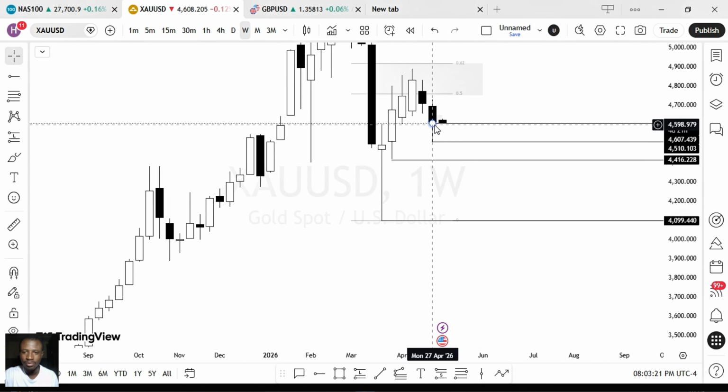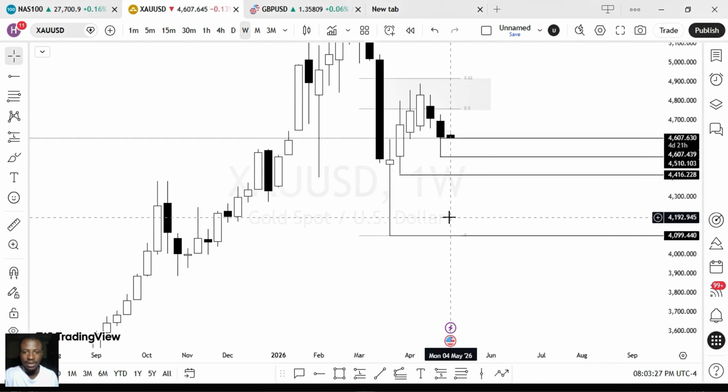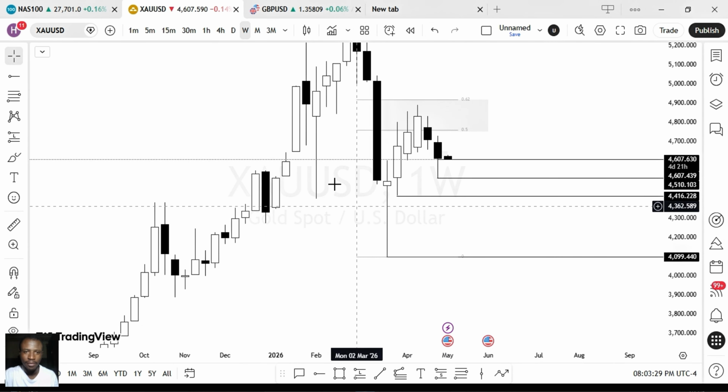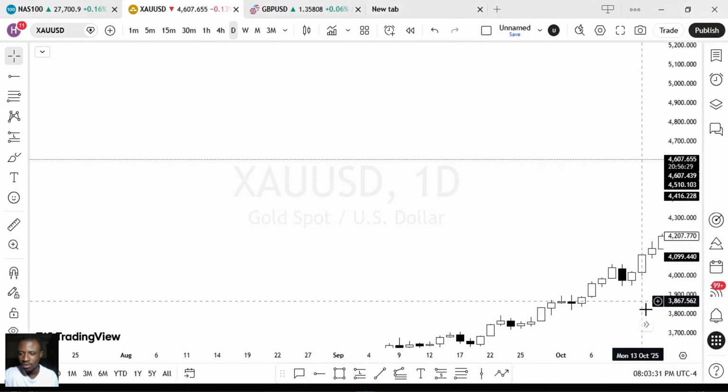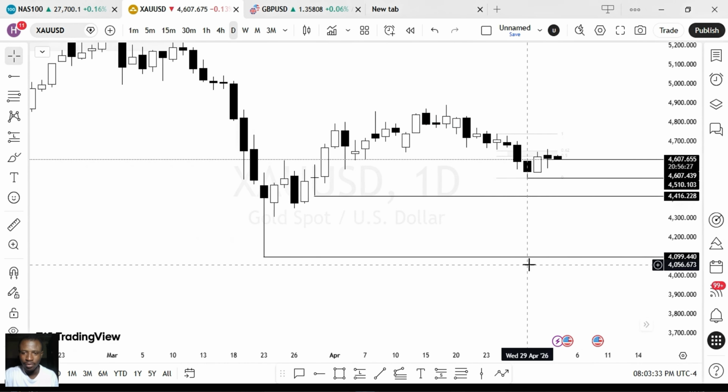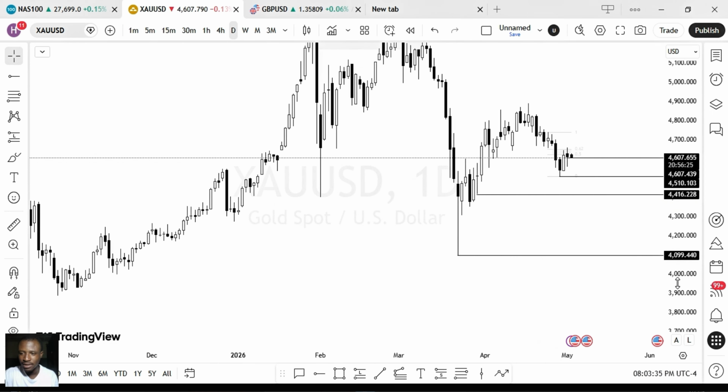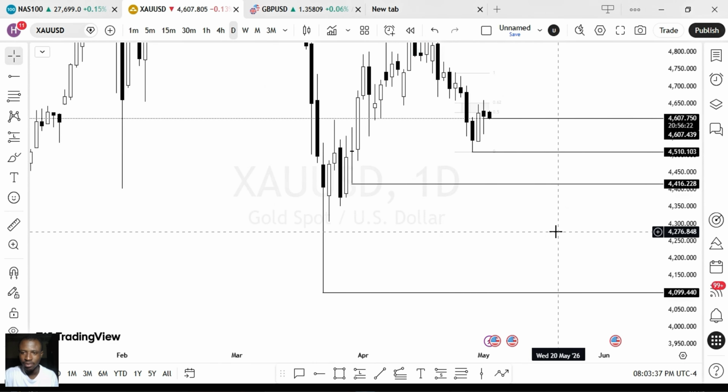I think I took a few trades, one or two that gave me 1:9, 1:5, 1:4. Last week was actually good for me somehow. All right, so today we're going to be doing a breakdown of what we're expecting. Ideally and clearly, we're expecting a continuation to the downside.